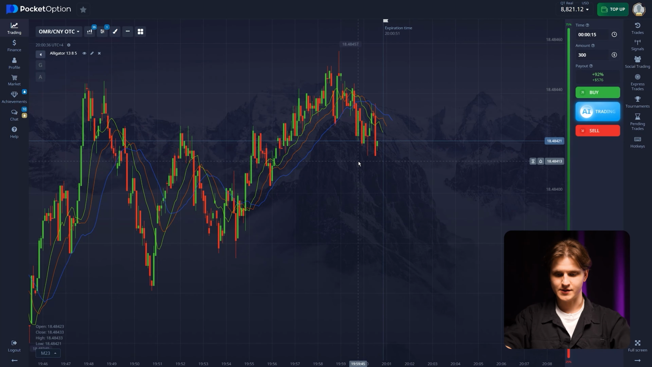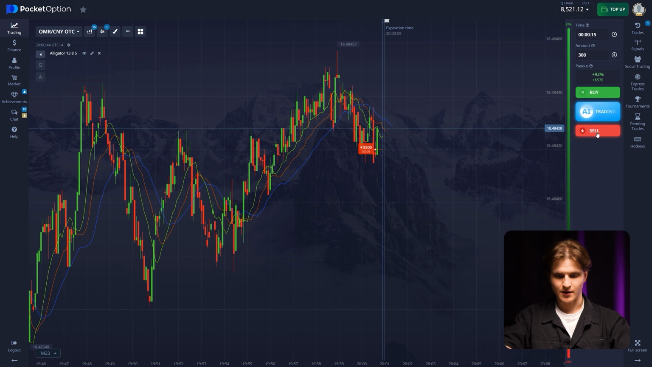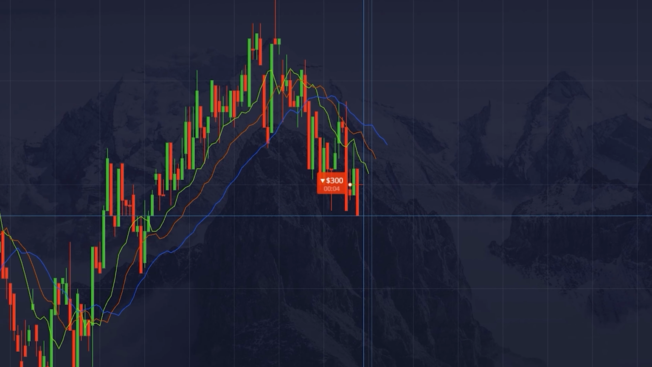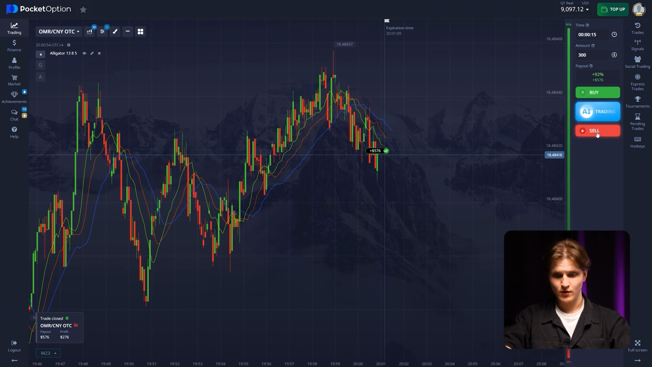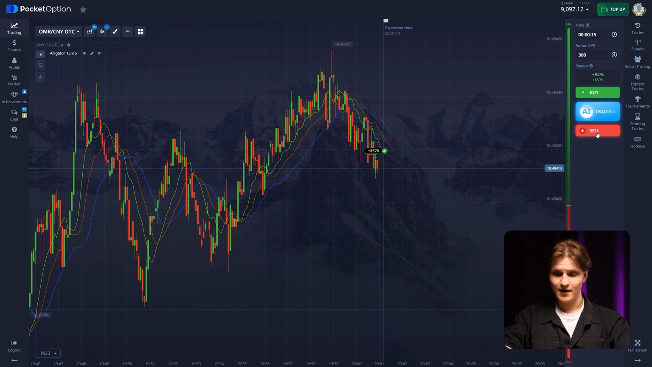So we have our next asset. Here we see a downward movement on the indicator and in fact on the price. I'm waiting for the expiration time. That was a great deal. Alligator has really helped us, and more than once.